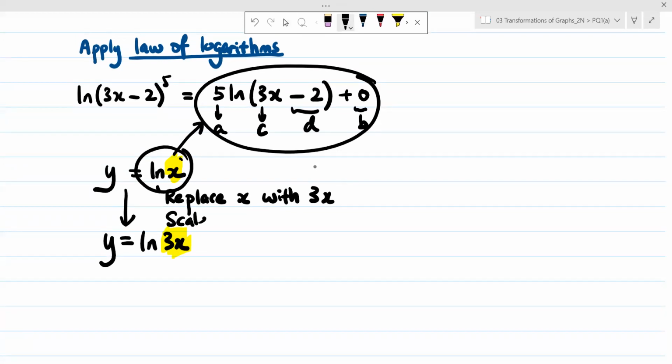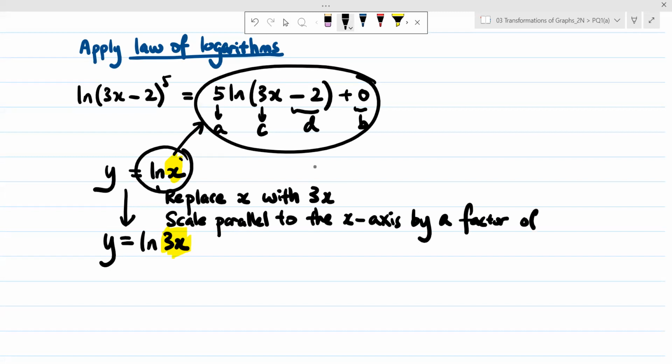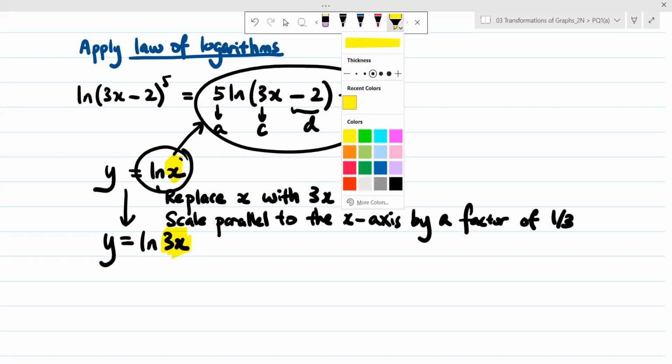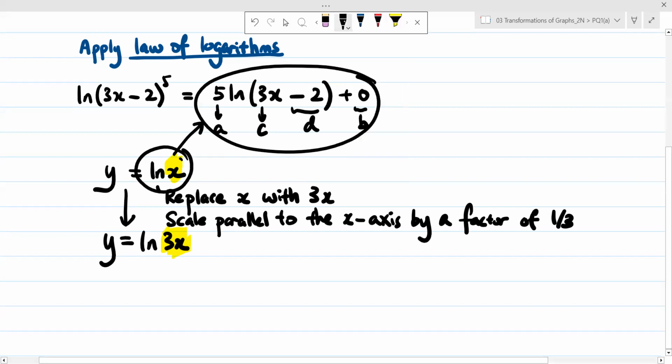Scale parallel to the x-axis by a factor of 1/3. So you always take the reciprocal of the coefficient of the variable. That is your scaling factor. All right.